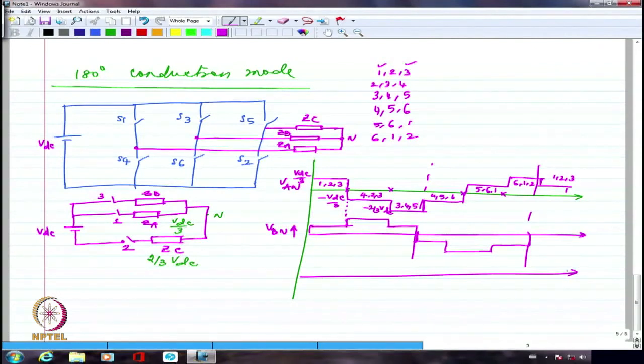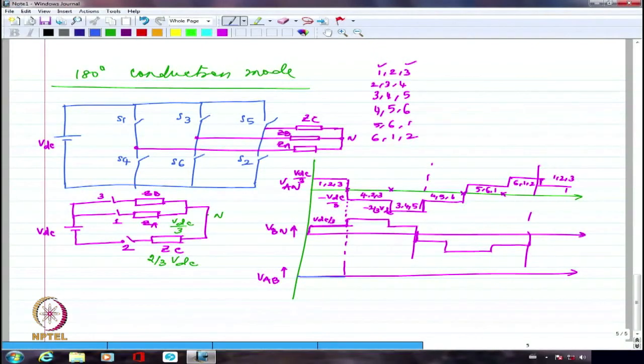So if I want VAB, let's try to get VAB. So this is A and this is B. This is also VDC by 3 and this is also plus VDC by 3. So during this duration, I'm going to have essentially 0 voltage. Right? We have 0 voltage.